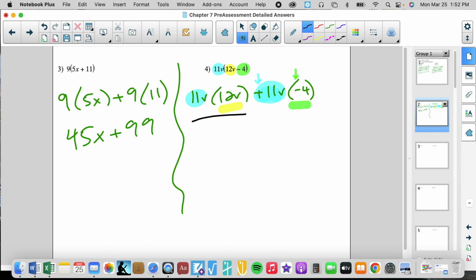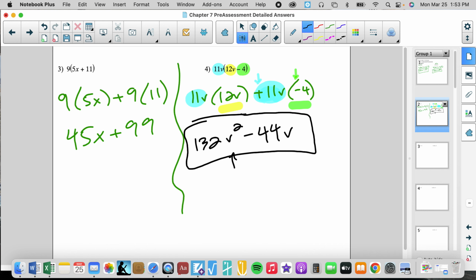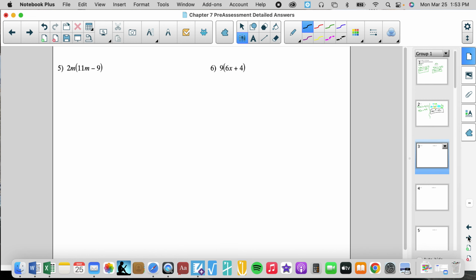Now when we multiply these two monomials, a monomial times a monomial, we're going to multiply their coefficients, which is 132, and then we multiply their variables. V times v is v squared minus 44v. And that is in standard form again. V squared is going to come before v. When we're putting them in order, we're going to put the variables in alphabetical order. And then if they tie with their alphabet like they do in this case, we're going to put the variable with the highest exponent.